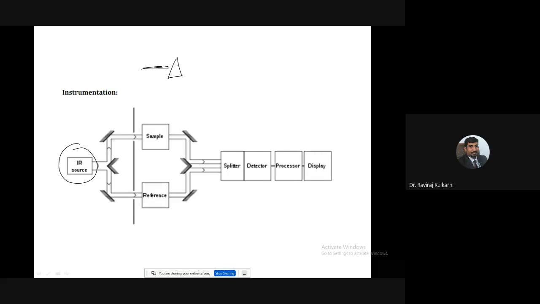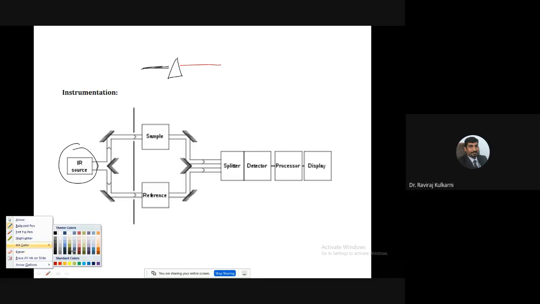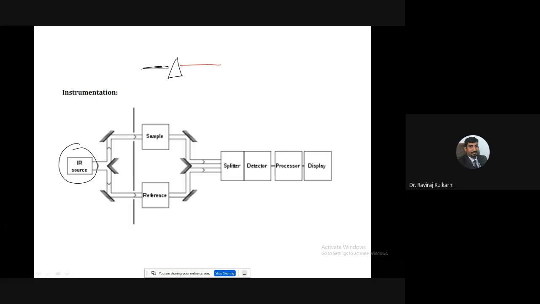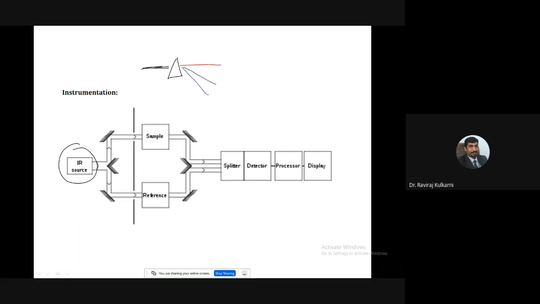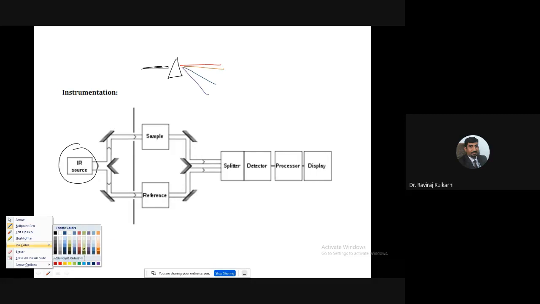When white light passes through a prism, what happens? Red light comes here. Violet light is most diffracted, meaning scattered. So it's called dispersed. Violet, indigo, blue, green, yellow, orange, red. You know that from the VIBGYOR spectrum. So you have different colors.